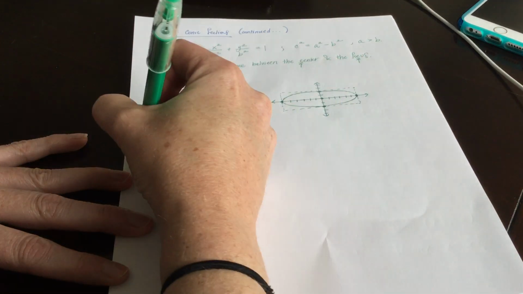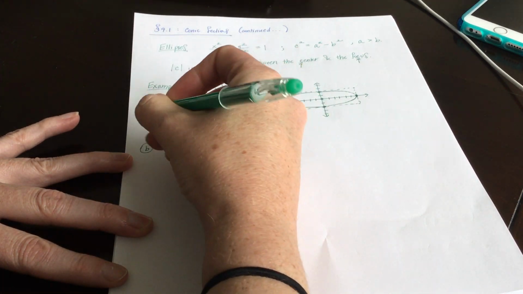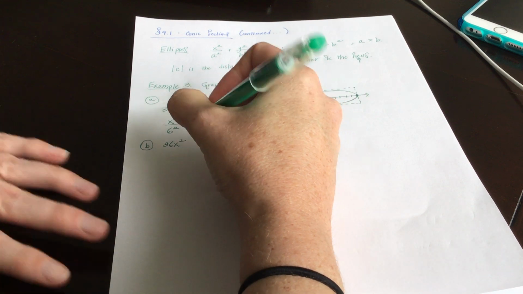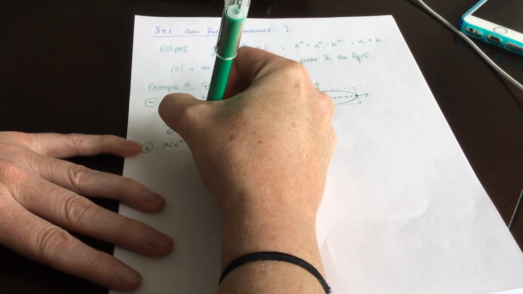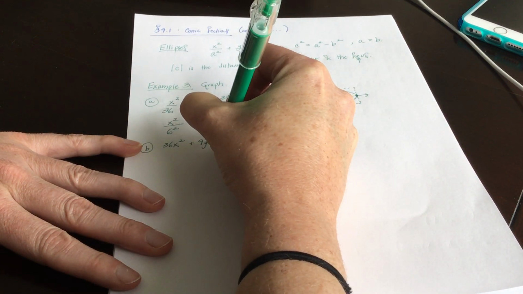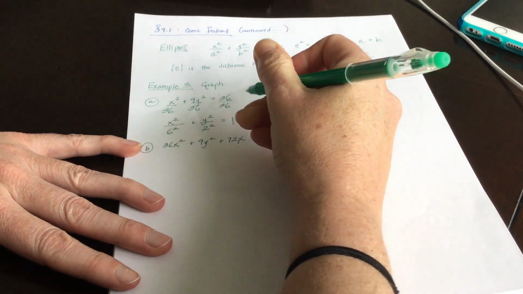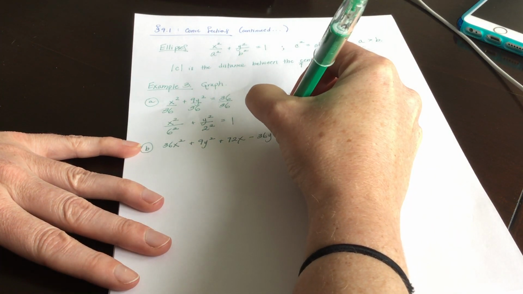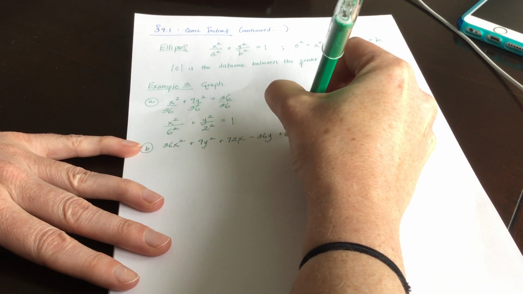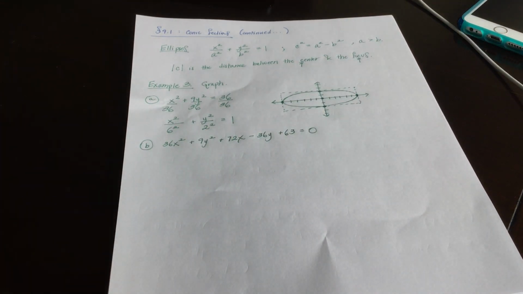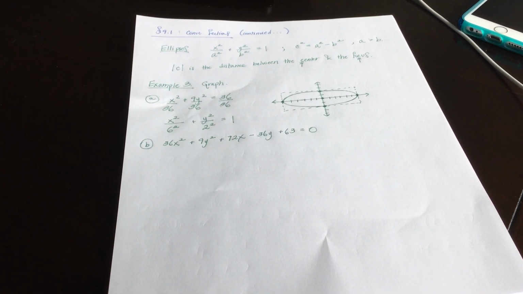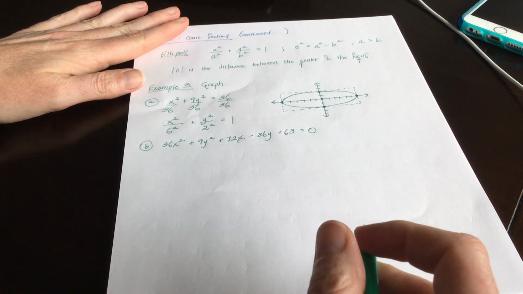Okay, let's give you something a little more challenging. Part B. 36x squared plus 9y squared plus 72x minus 36y plus 63 equals 0. Now, if you think you remember how to do something like that, please do pause the video and see how it goes. You can always fast forward and skip through if you know you nailed it.